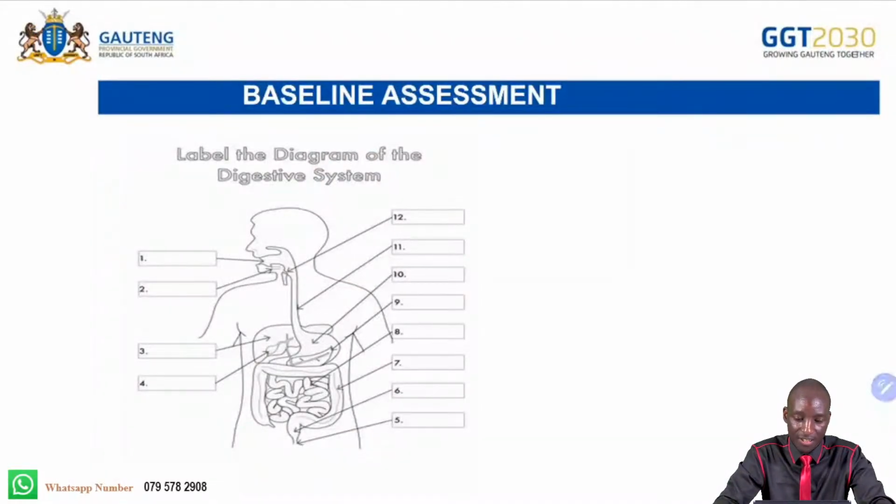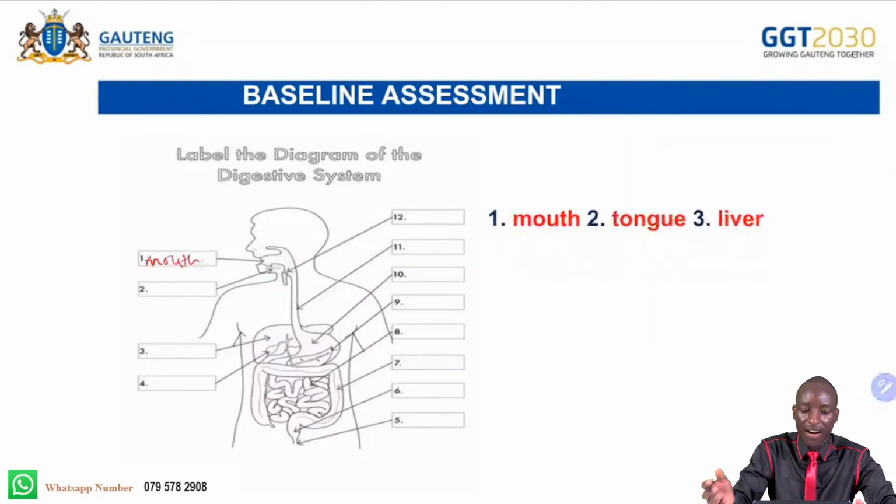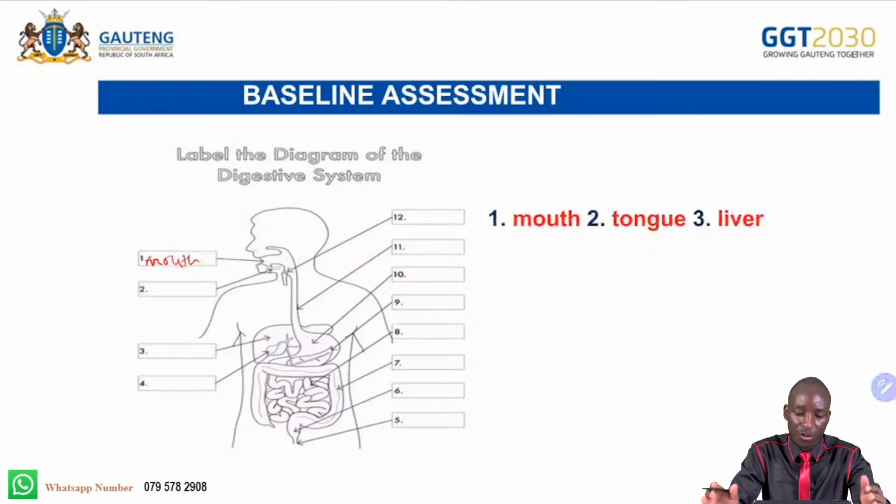Welcome back. Let's look at the assessment and check your answers. I hope you were able to fill in the boxes with the correct answers for each label. Let's start with number one. On number one, we've got the mouth. You just fill inside the box for the mouth.